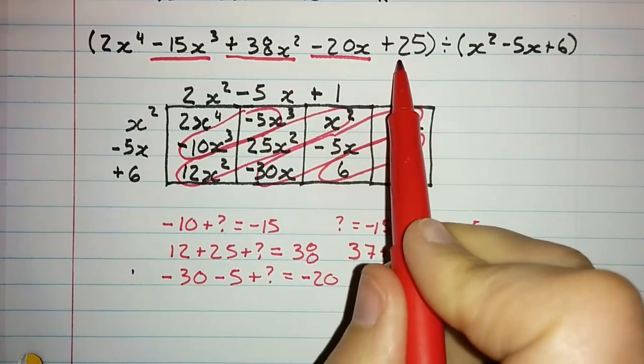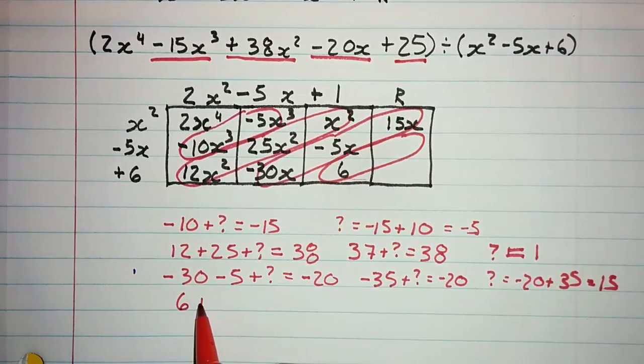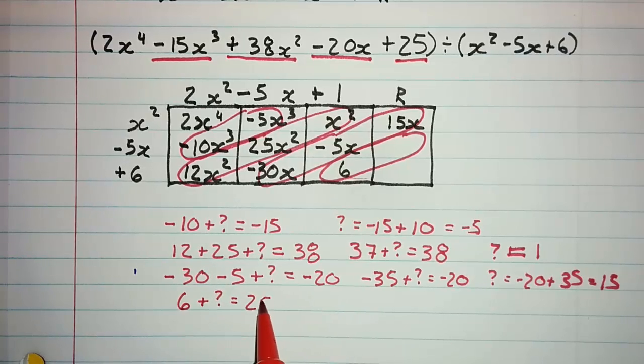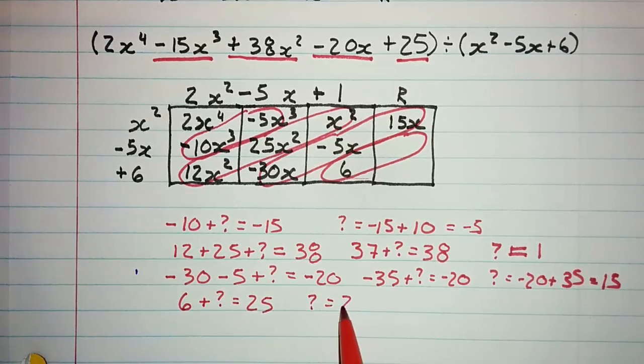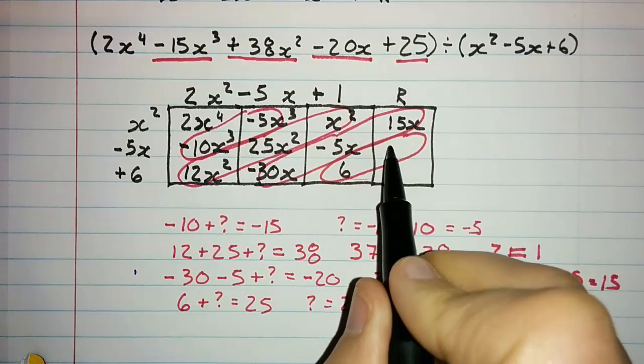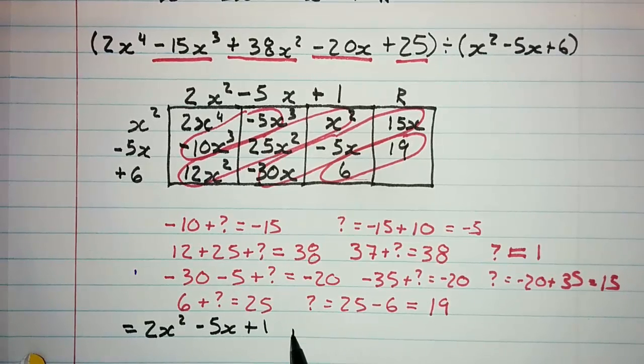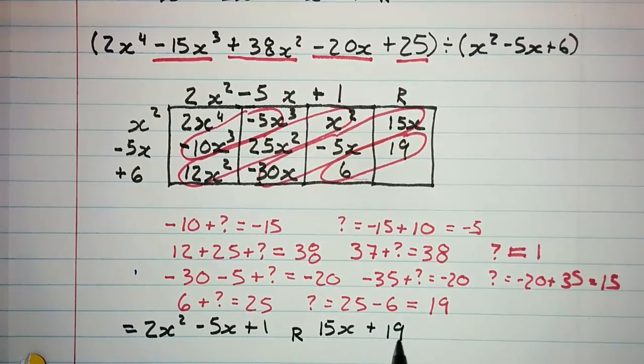And then in my constant, my total must be 25. 6 plus what is 25? What is 25 minus 6? Which I think works out to 19. I'll have a 19 here in my constant. So what's my answer? 2x squared minus 5x plus 1, remainder 15x plus 19.